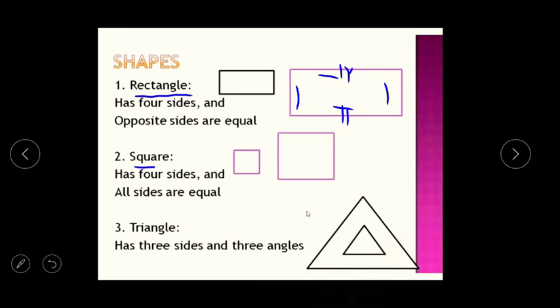Then we have the square. In a square also we have 4 sides, but in a square all 4 sides are equal. Okay students? And finally we have the triangle. A triangle has 1, 2 and 3 sides, and it has 3 angles. We will discuss these shapes and angles in detail in chapter number 2. For now, you have to remember this only. Okay?